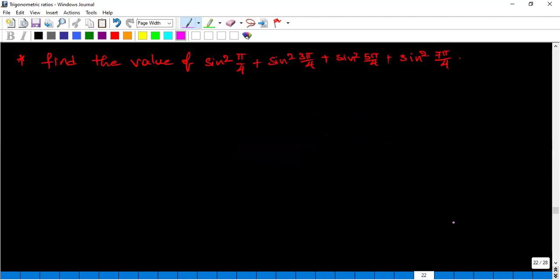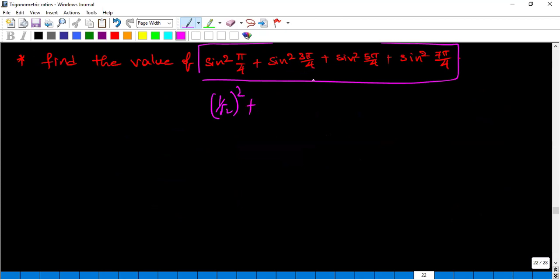Let us see one more question. What is the value of this? Okay, very good. Nice question. Sine square pi by 4. Sine pi by 4 we can tell very easily. Sine pi by 4 is nothing but 1 by root 2. So we'll get 1 by root 2 whole square plus sine square 3 pi by 4.